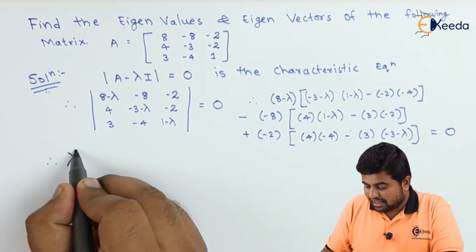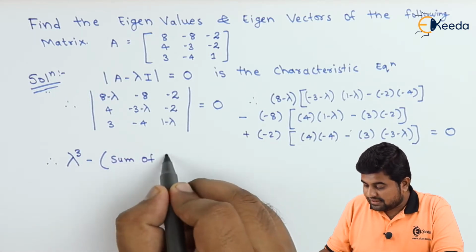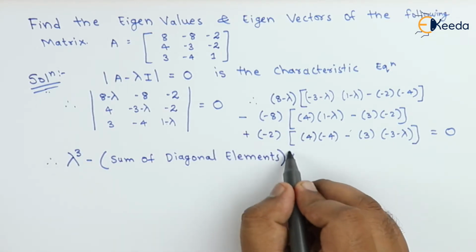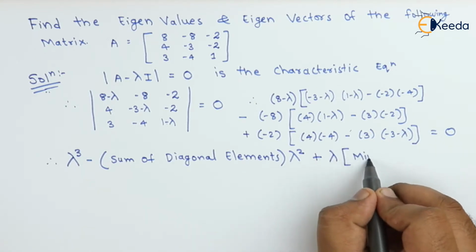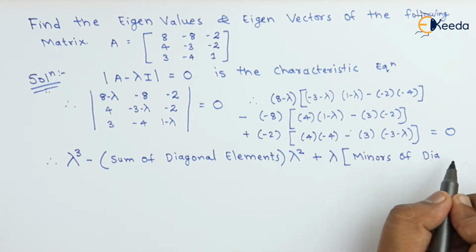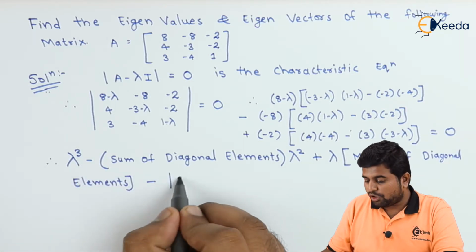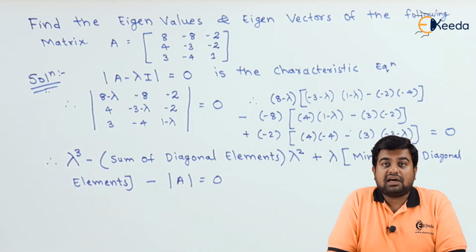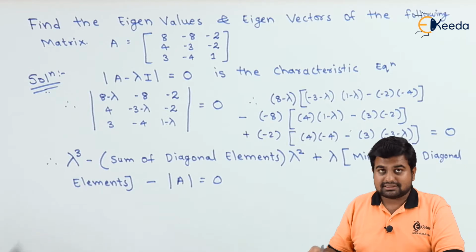Therefore lambda cube minus sum of diagonal elements into lambda square plus lambda into minors of diagonal elements minus mod of A is equal to 0. So this is the simplest equation, and we are going to use the same. We are not going to perform this particular calculation anymore. So let us understand what it is.